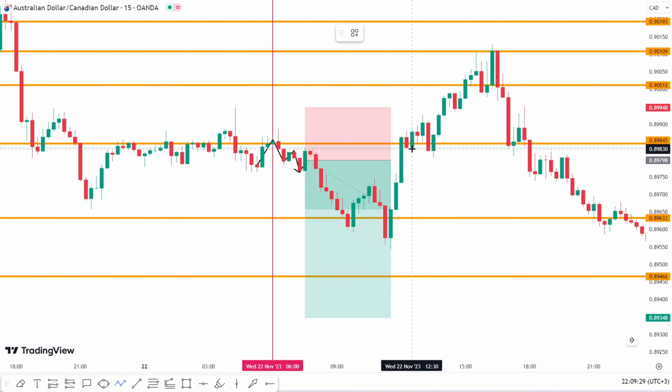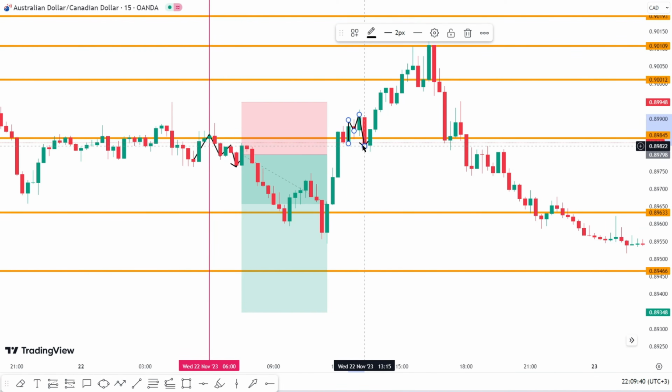I can clearly see an M pattern here because this green simply means it was buying, red it was selling, green it was buying, and red it was selling. So it gave us another M pattern somewhere here. Now the M pattern closes at what time? It closes at 1:15 p.m. if you check the time down there.